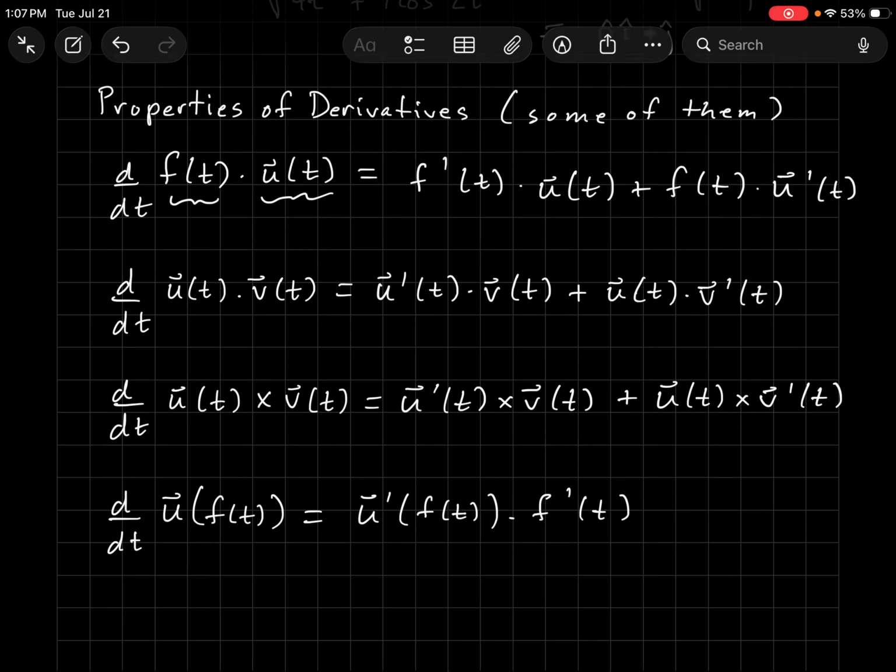And of course, other properties will work, with an exception. When you're doing, say, a quotient rule, you can't divide by a vector. So you could do a vector divided by a scalar valued function. But in general, the usual derivative rules apply.